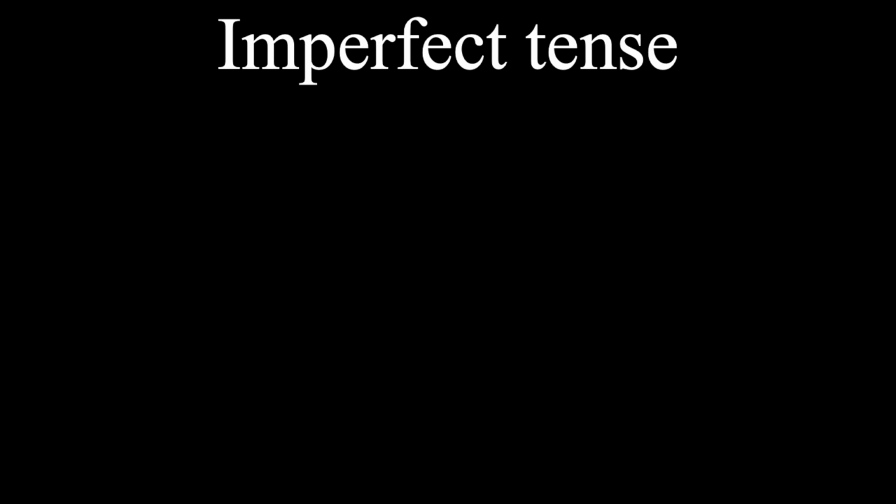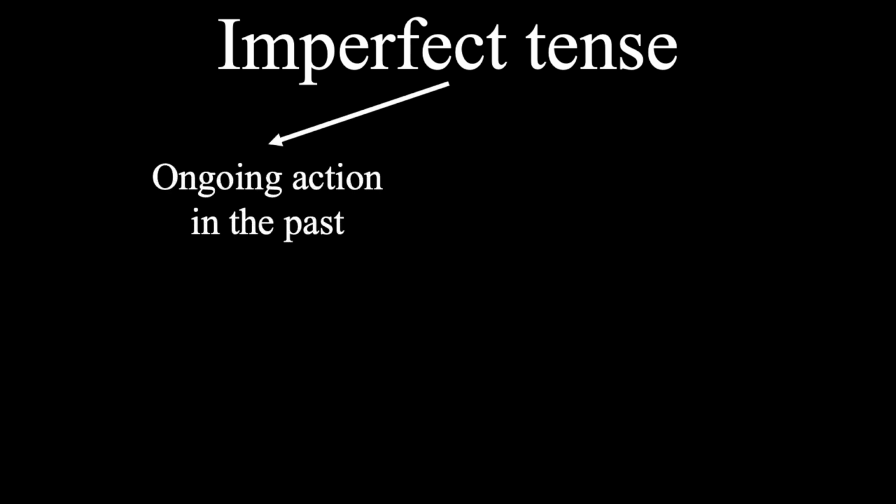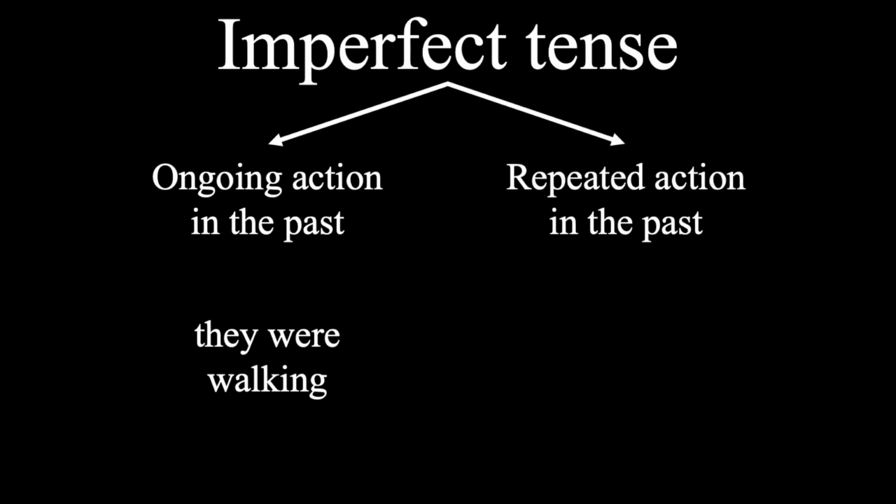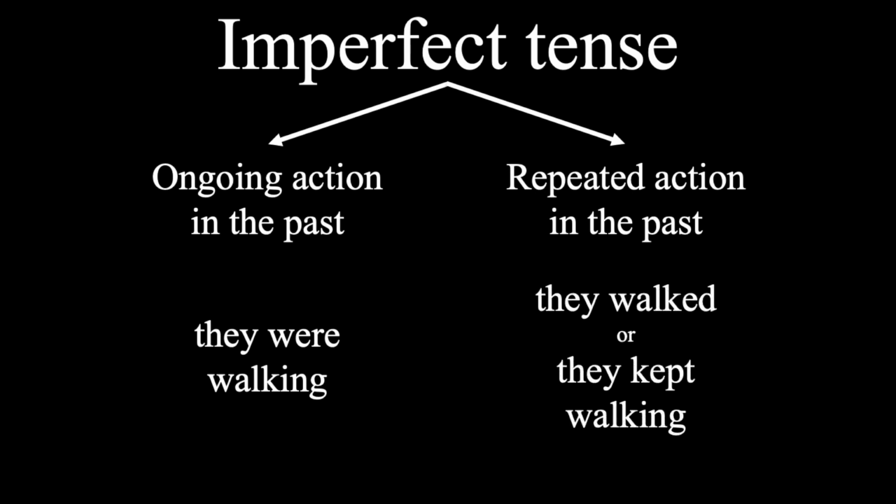The imperfect tense is used to show events in the past, but more specifically it's used for actions that were in the process of happening in the past and hadn't been completed yet. So something such as they were walking would be in the imperfect tense. It can also be used for actions that occurred repeatedly or over an extended period of time in the past. So in English we could get they walked or even they kept walking for the imperfect tense.